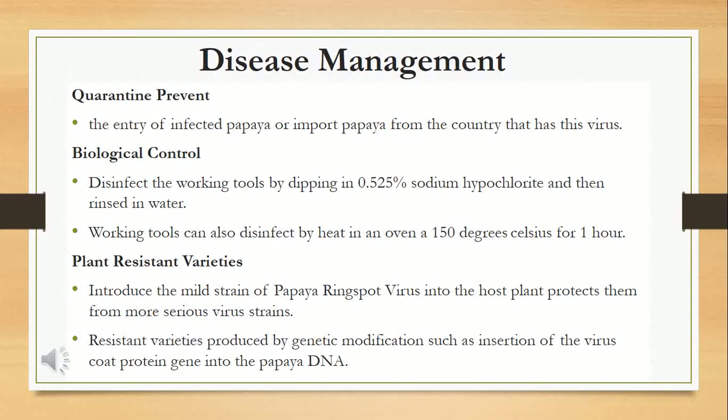Besides that, another method of disease management is planting resistant crop varieties. Plant breeders have the responsibility to introduce the mild strain of PRSV into the host plant. This method can protect the host plant from the more serious virus strains. We can say that this method works like a vaccination that induces immunity or resistance in our host plant cells. Also, resistant varieties can be produced by genetic modification, such as the insertion of the virus coat protein gene into the papaya DNA.